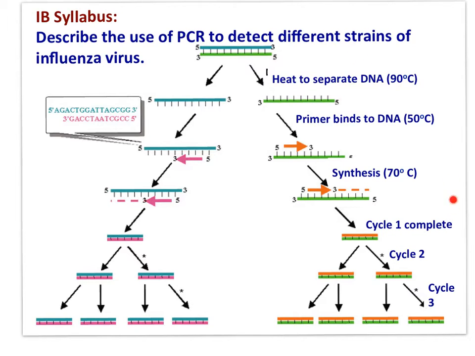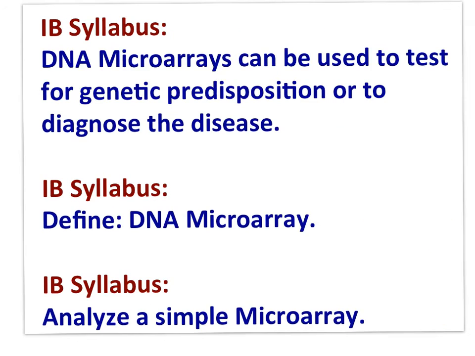Here are the steps in amplifying the DNA. You should be familiar with these steps from your earlier study of biotechnology. I'll let you study this slide on your own as we bring the use of PCR to detect different strains of influenza virus to an end, and we move on to the use of another technique to detect DNA sequences of pathogens. Here are the relevant IB syllabus statements.